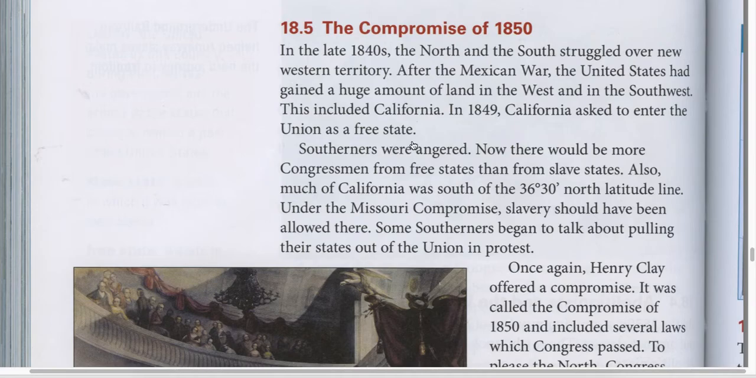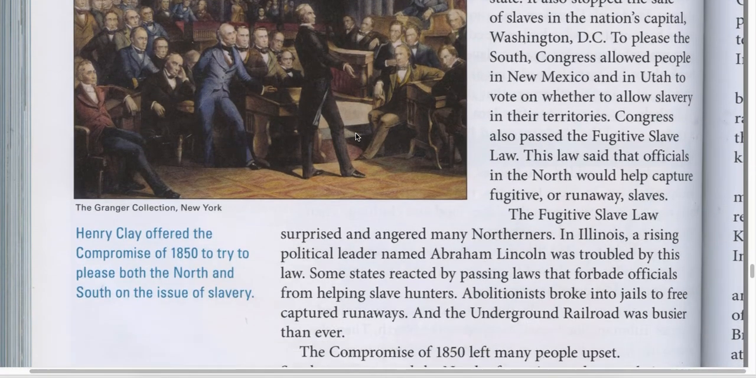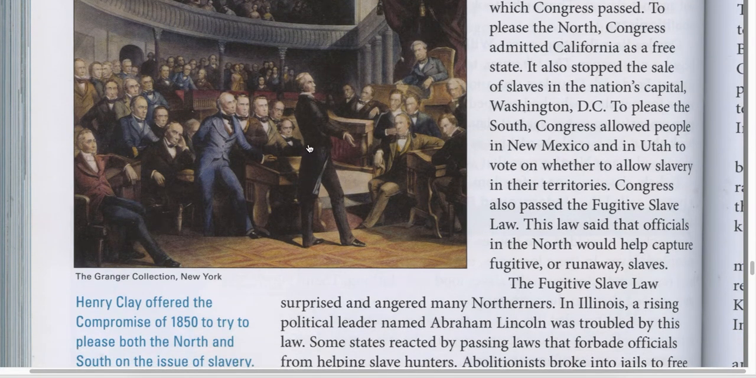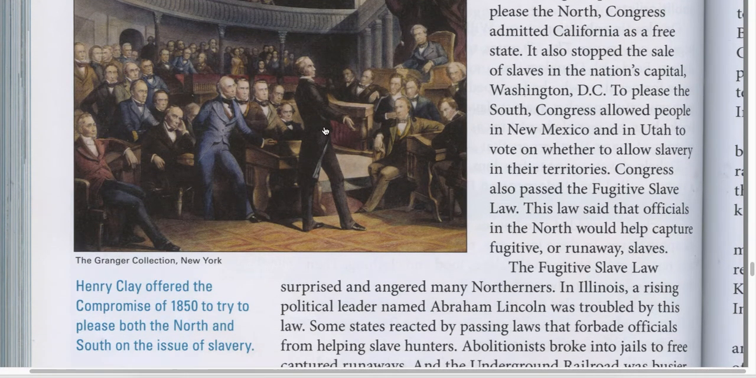So this is the reading out of Social Studies Alive. It's page 252. Let's preview this. Here is Henry Clay once again, now in 1850, 30 years later, talking to Congress about a possible compromise because the Missouri Compromise did not work. Tension over how slavery is going to be dealt with as the country grows is still becoming an increased problem.